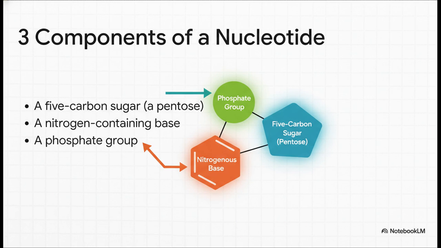So what's a nucleotide actually made of? You might think it's something super complex, but it's really just 3 parts: a 5-carbon sugar, a base that contains nitrogen, and a phosphate group. That's it. The entire code of life is written with just these 3 components, repeated over and over again.